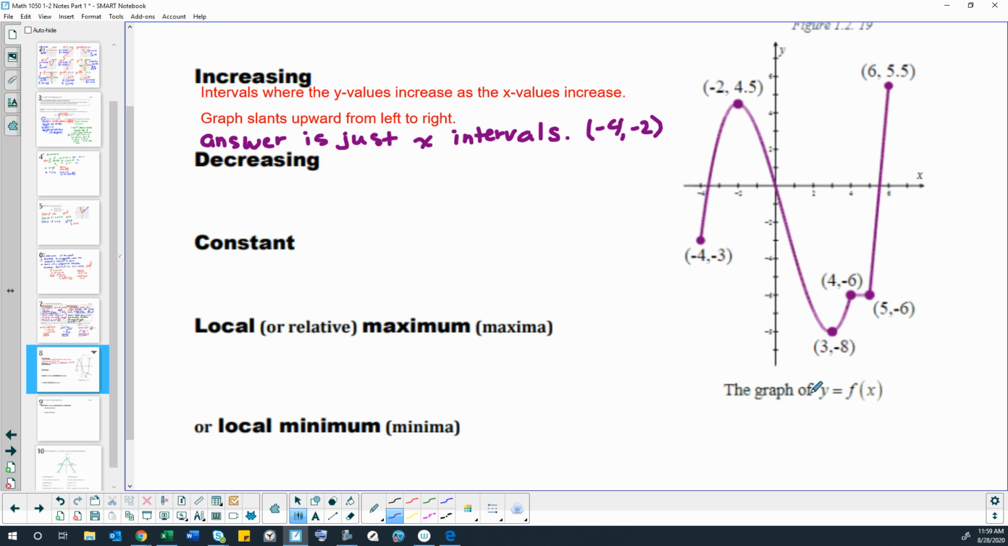Okay, there's two other places where our graph is increasing. See if you can figure them out on your own, and then I'll write them down. So if you said right here from 3 to 4, you're right. And then there's another one right here from x equals 5 to x equals 6. So the graph is increasing from -4 to -2, from 3 to 4, and from 5 to 6.